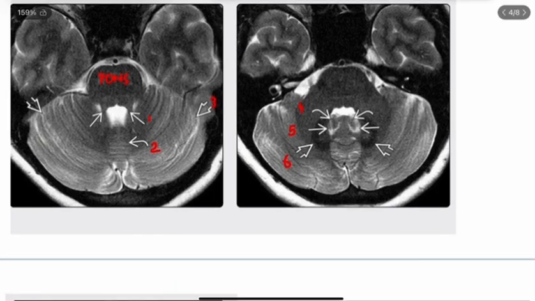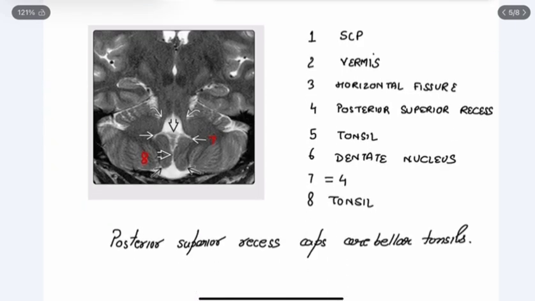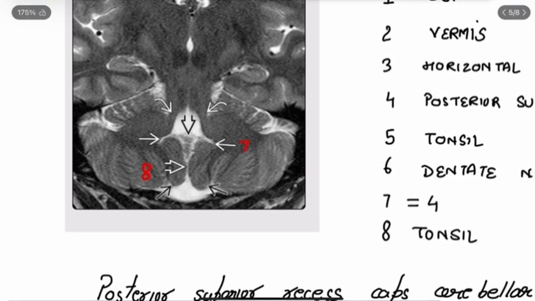The main thing in the next image that we need to appreciate is the hypointense area present in the cerebellum. This is the dentate nucleus. The posterior superior recesses capping the cerebellar tonsils are well appreciated in coronal images. As in this image, we can see that these are the cerebellar tonsils. These are the blind-ending posterior superior recesses of the fourth ventricle, which can be seen capping the cerebellar tonsils.